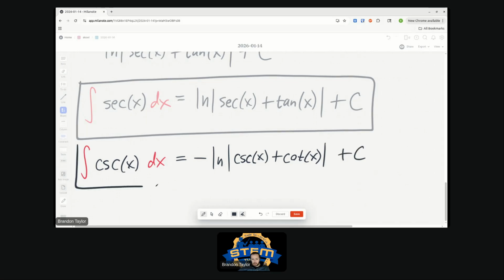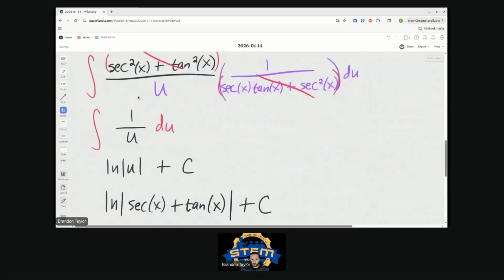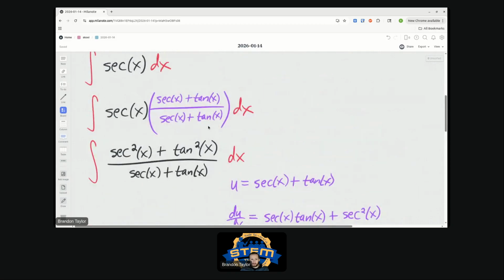And the way you get that is you do almost the exact same work as above, except one detail is that instead of multiplying by secant plus tangent over secant plus tangent, you multiply by cosecant plus cotangent over cosecant plus cotangent.